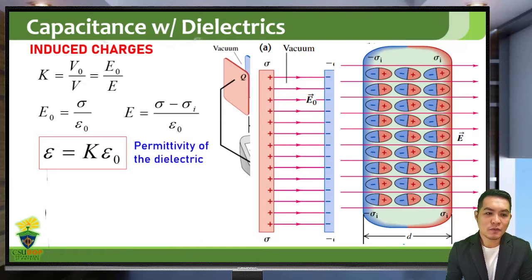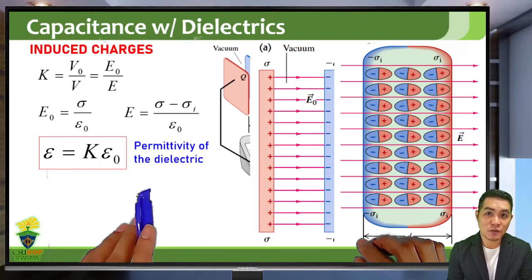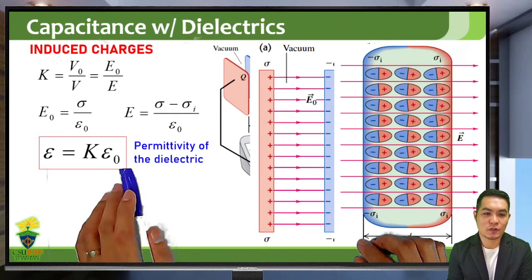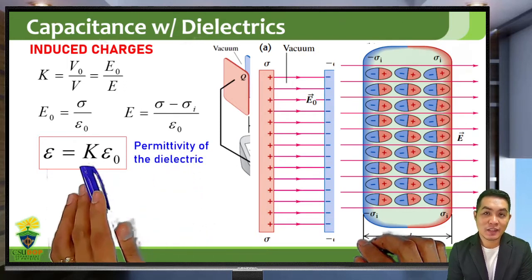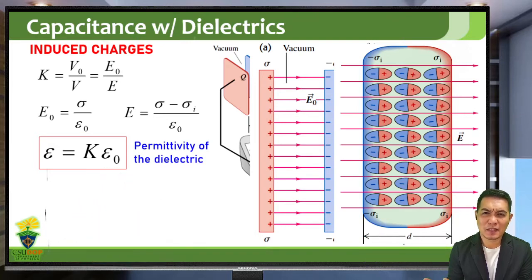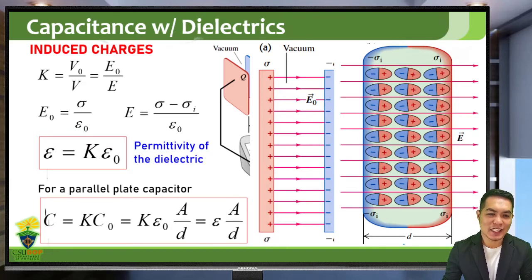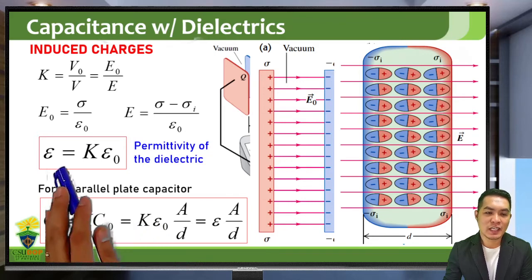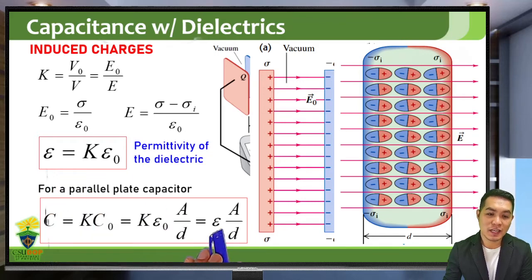So we can also now write the dielectric constant as a ratio of permittivities: the permittivity of the dielectric over the permittivity of free space. So the permittivity of the dielectric is essentially the dielectric constant times the permittivity of free space. Permittivity is just from the word permit: how a material, a dielectric, permits the flow of electric field within it. That's essentially what permittivity is. So for a parallel plate capacitor with the dielectric inside, the capacitance is just K times the original capacitance in vacuum. So K times epsilon naught A over D, or since K times epsilon naught is your permittivity, you can also write this as epsilon A over D.